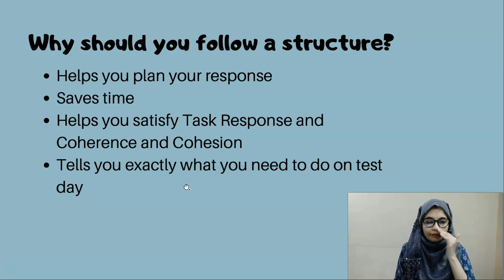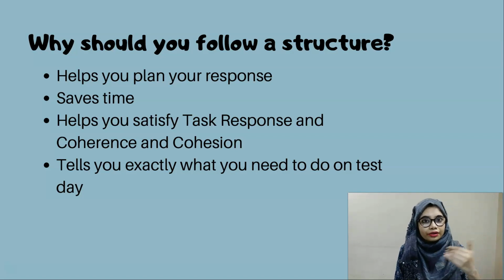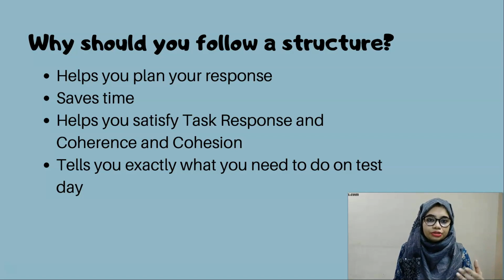If you make a habit of following a structure throughout your preparation and write all your essays that way, this builds up a memory in your mind, and on your exam day you are able to follow the same steps. You have a really good plan that you have tried and tested previously, and you walk on that plan and it really works for you very well.